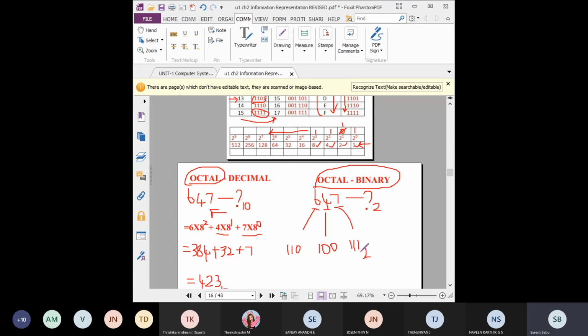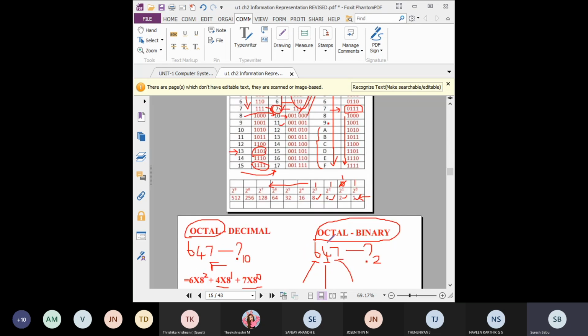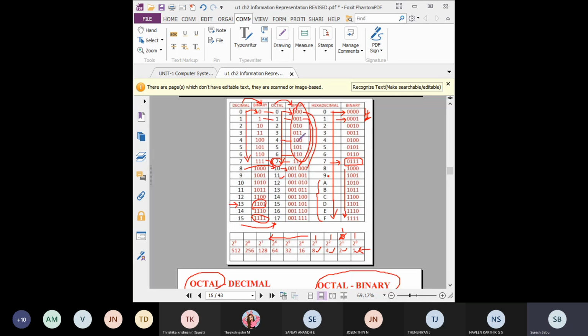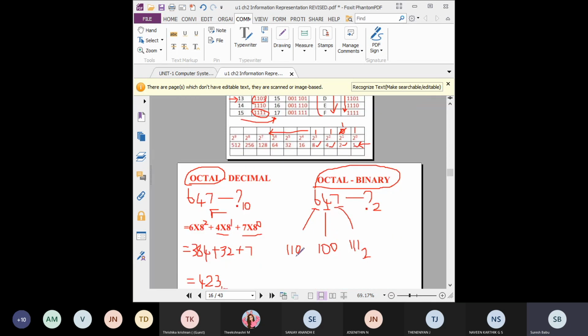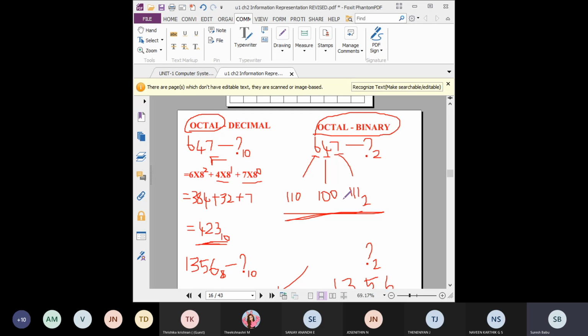All are true. Then what is the value for 4? You can see here, you will get 100. So you write it here directly, and for 6, 110. When you practice, you can easily write this. Students, did you understand?